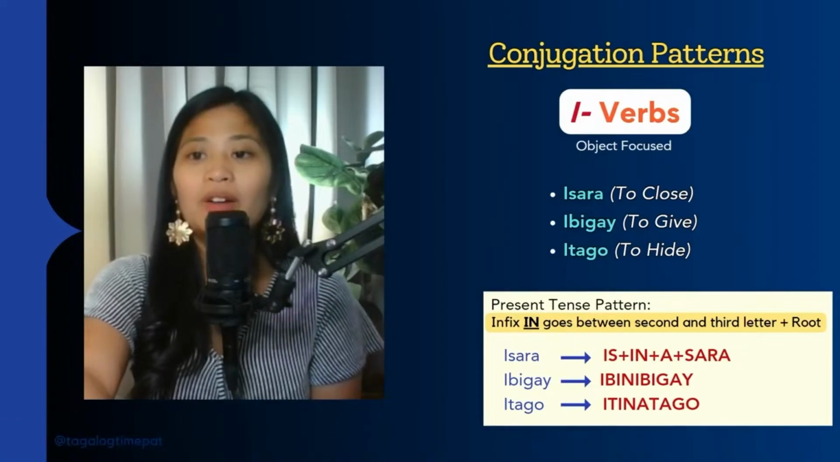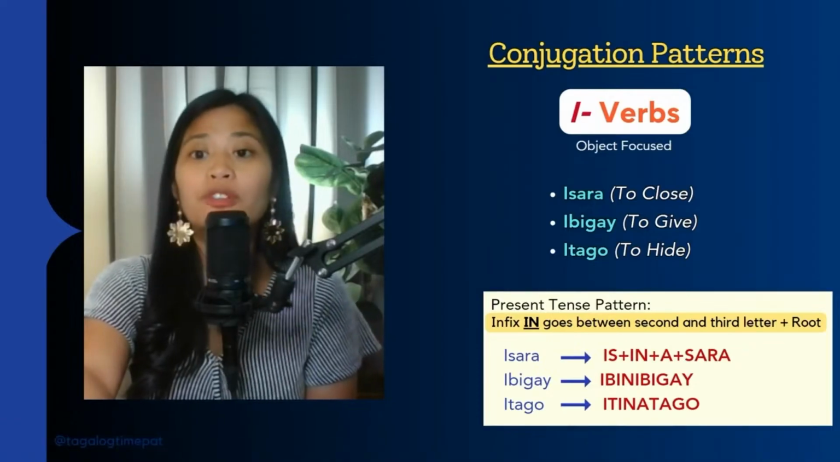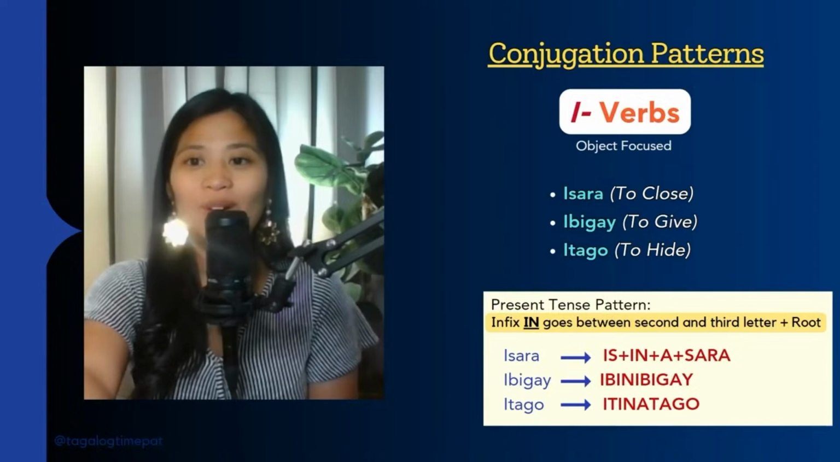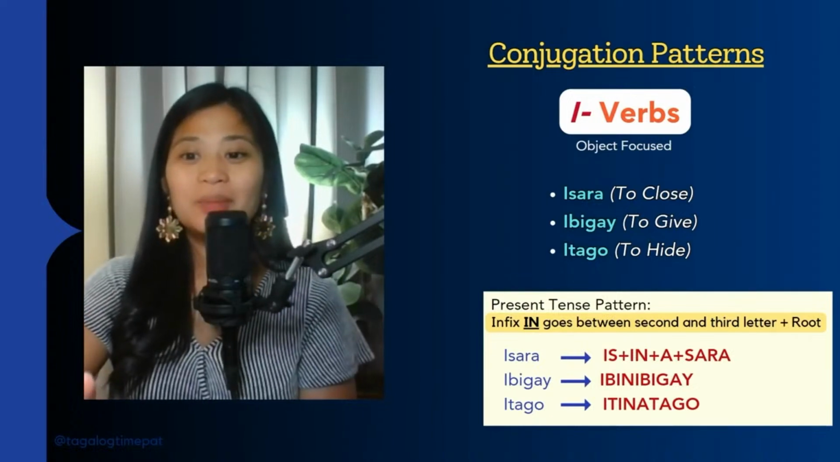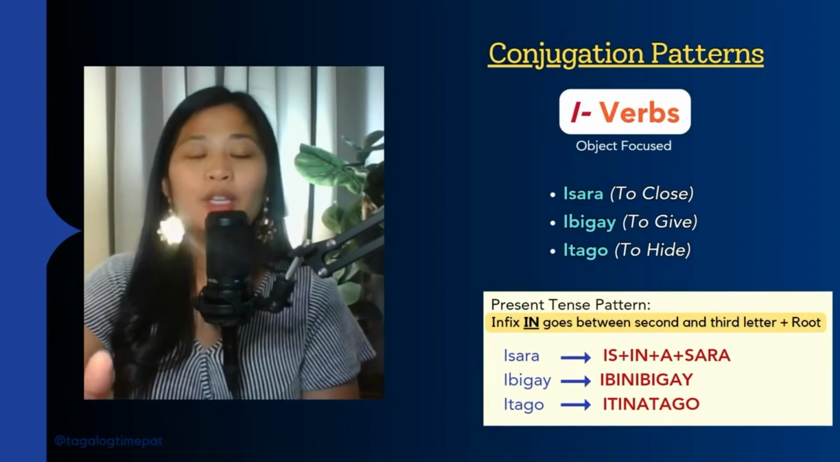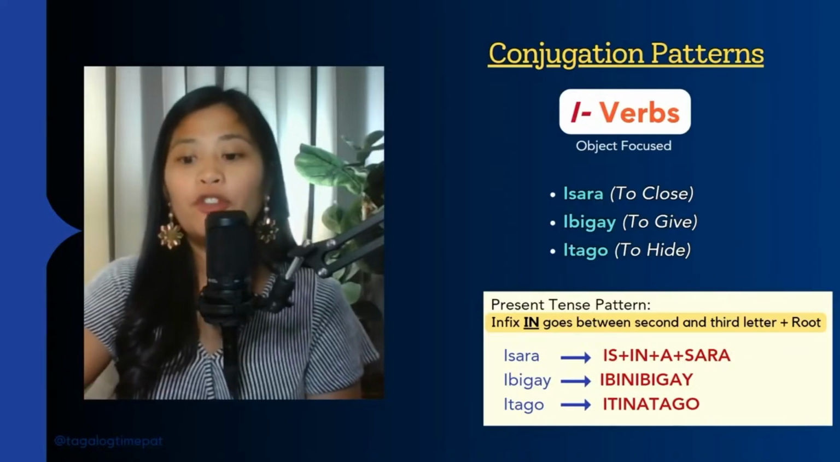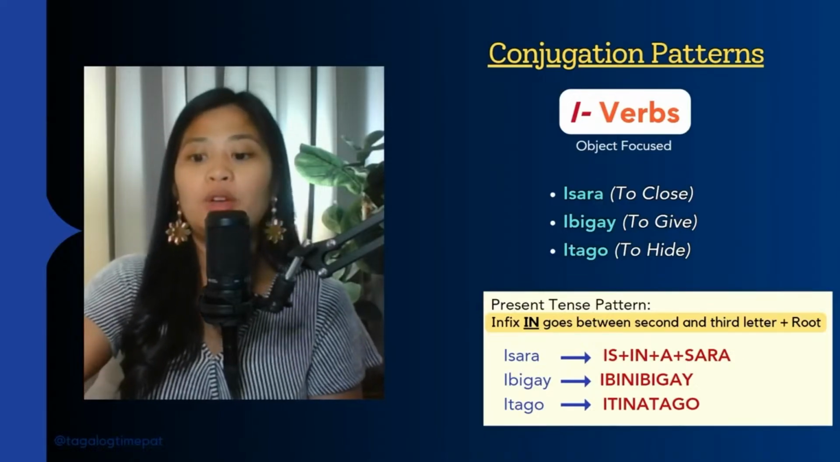All right, so those are the conjugation patterns for the 5 different types of verbs in Tagalog. So as you can see, there are some similarities among the patterns. You just kind of have to figure out what type of verb it is and then go from there.